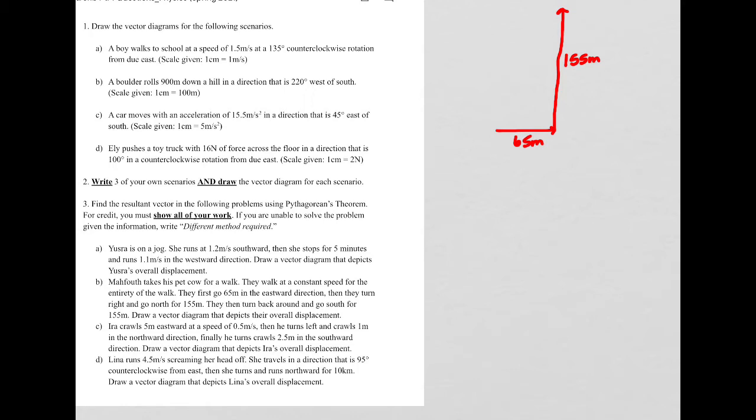Then they turn back around and go south for 155 more meters. So then they turn around exactly and go back this way for 155 meters. Draw a vector diagram that depicts their overall displacement. Well, their overall displacement is just this vector diagram because this one gets canceled out. So this was kind of a trick question. 65 meters, there's your answer for that one. Super simple.